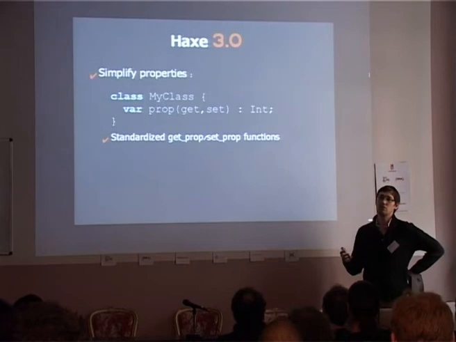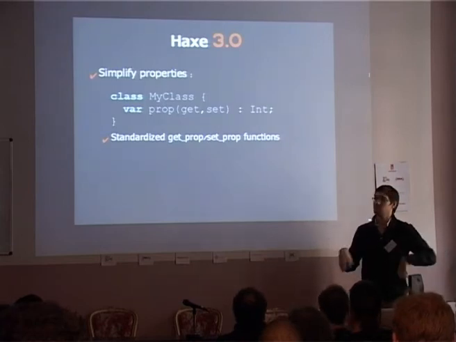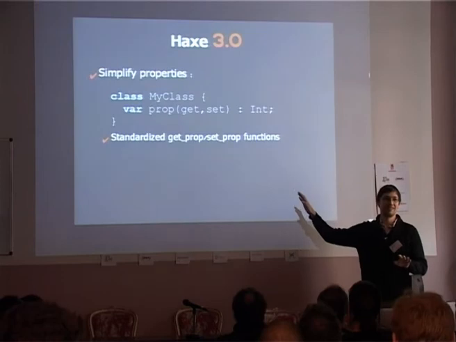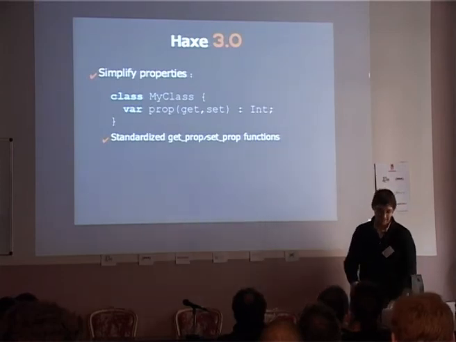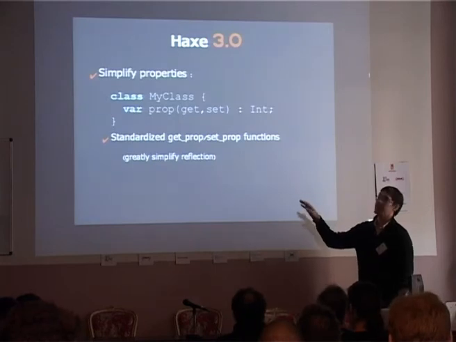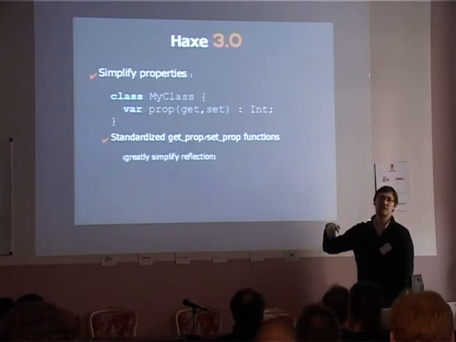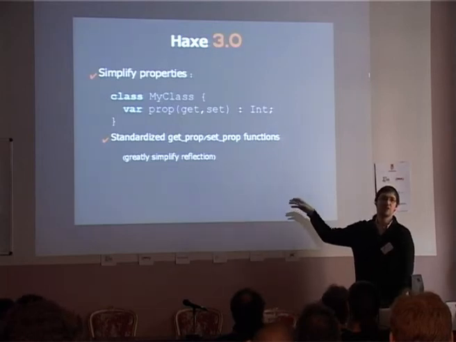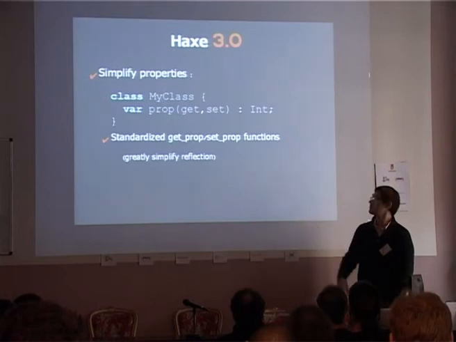And actually, it's also for those coming from Flash. When you write a getter in Flash, it's like function get space, the name of the property. So you just replace the space with an underscore, and that's it. That's pretty much the same. So it also really simplifies reflection, because we know that the getter, if it exists, is always get underscore the property name. So we can really check if there is a property with this name. It's pretty easy.